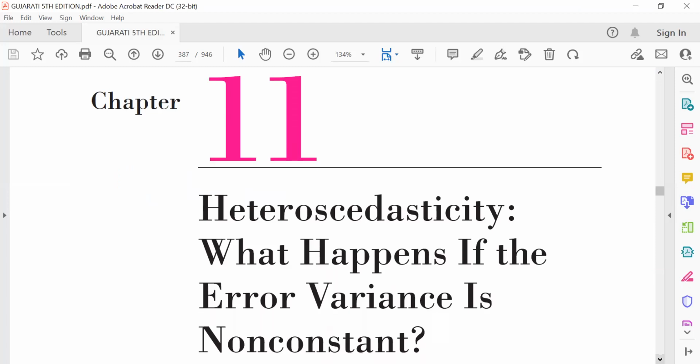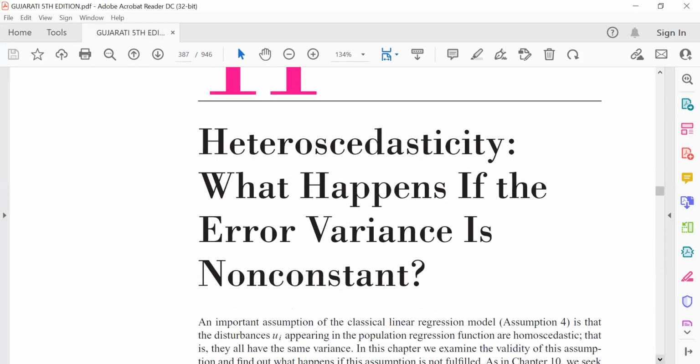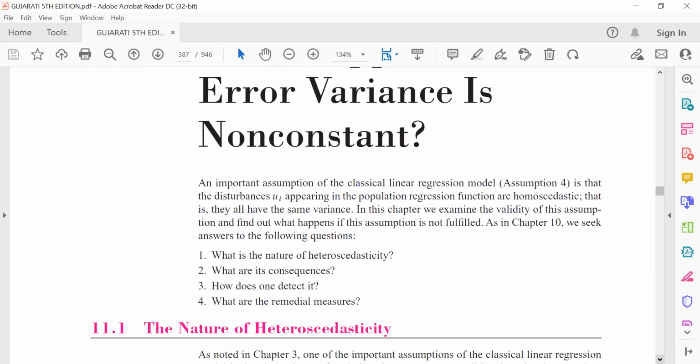Now we are talking about heteroskedasticity in the classical linear regression model. In the assumptions of the classical linear regression model, it is assumed that the variance of the residuals is constant from the first observation until the end of the observations.